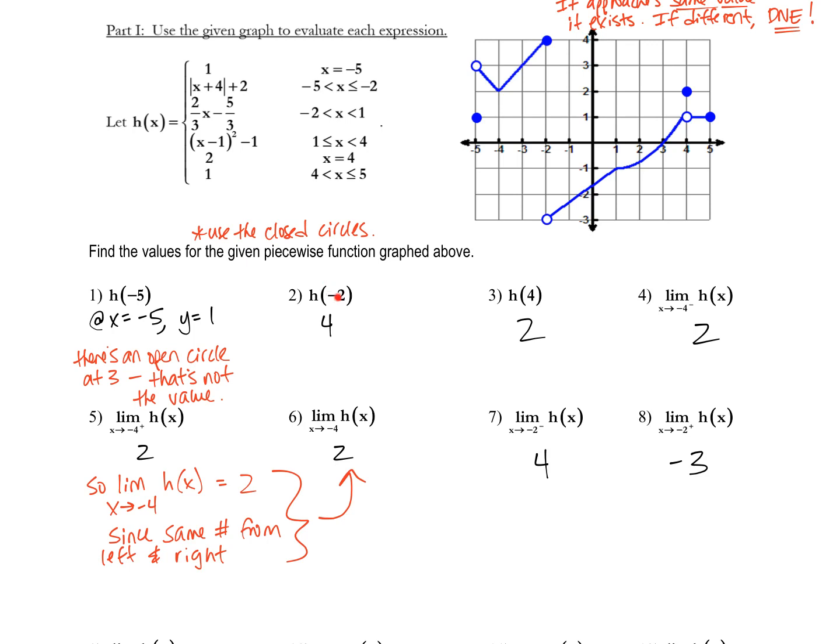Let's try another one. Find the x value of negative 2. So here's negative 2. Oh my God, again, there's two different dots here. There's this one and there's this one. Which one are we supposed to use? The closed one. It's 4. So I wrote a 4.